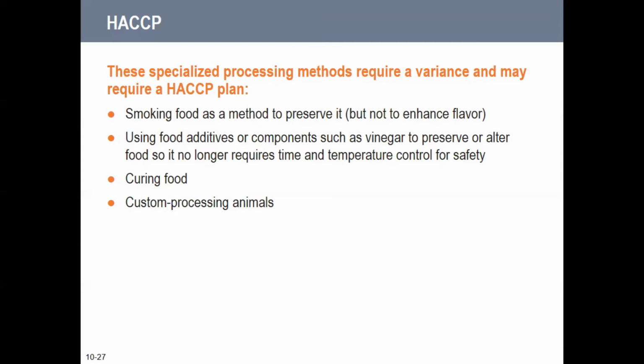If you are curing foods, like I alluded to last chapter when it came to long cure salami, salumi, things like that. And if you're doing any custom animal processing, like the deer for people to use personally, things along those lines, you're going to need that variance and that HACCP plan to go along with it as well.